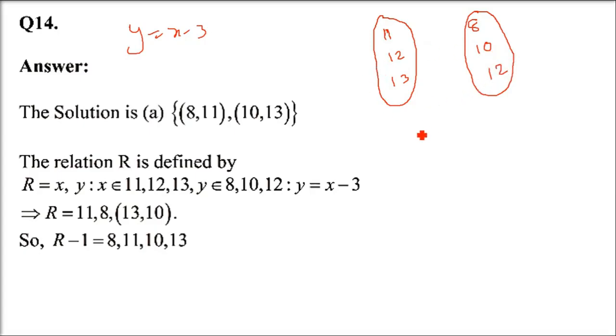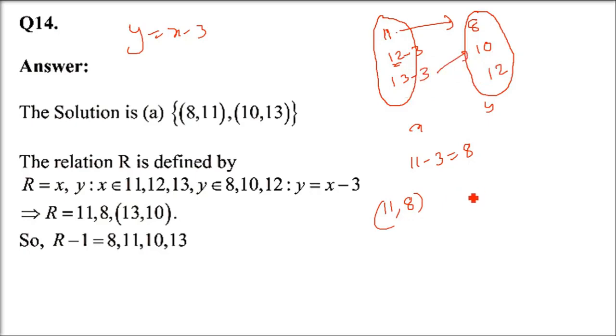y equals x minus 3. So just subtract 3 from the first one and see whether it has the answer in the second one or not. 11 minus 3 is 8. Yes, so (11, 8) is a pair of our relation. And 11 minus 3 will only be 8. Because 12 minus 3 will be 9, and 9 is not there, so you won't get it. 13 minus 3, you get 10.